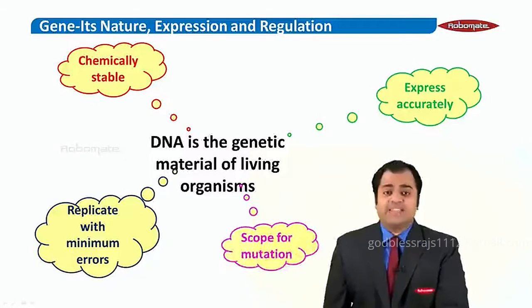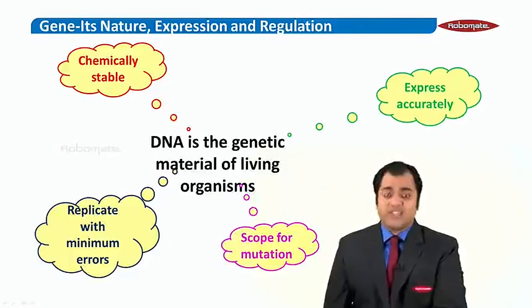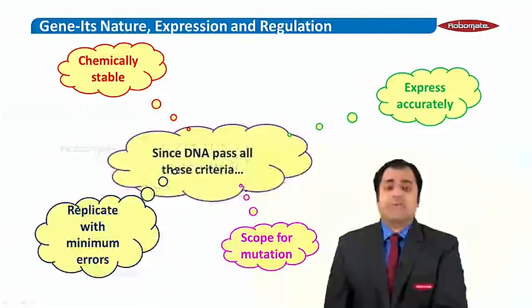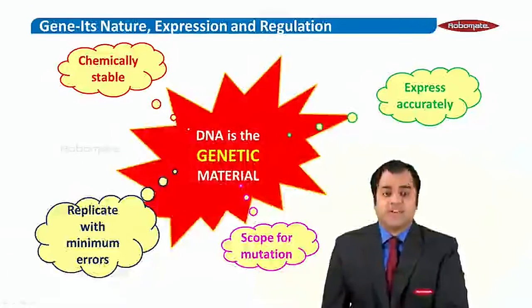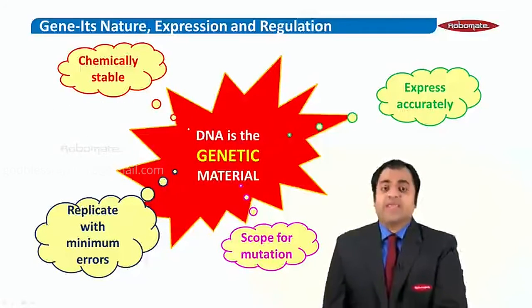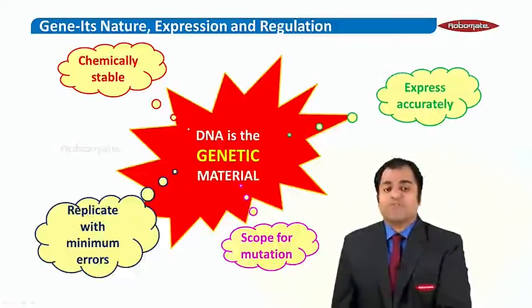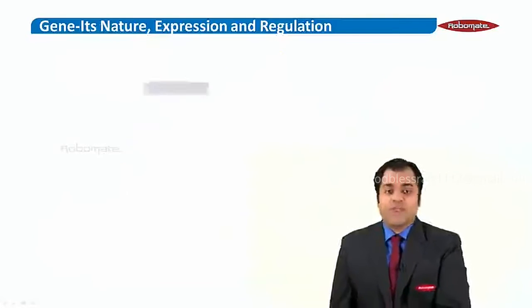And last but not least, it should also have scope for mutation, which is scope for change, and then this change is transmitted to the next generation. Since DNA passes all these criteria, DNA is the genetic material. Once again, for something to be a genetic material, it should have the following 4 criteria, namely being chemically stable, expressing itself accurately, replicating with minimum errors, as well as having a scope of mutation, and all these criteria are met by DNA.